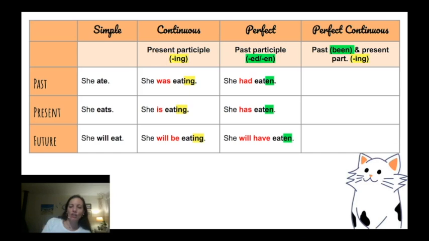Now let's talk about that perfect continuous tense. Like I said, we're going to be making use of both the past and the present participle. So we're going to be making use of our ing and our en or ed ending. What does that look like?